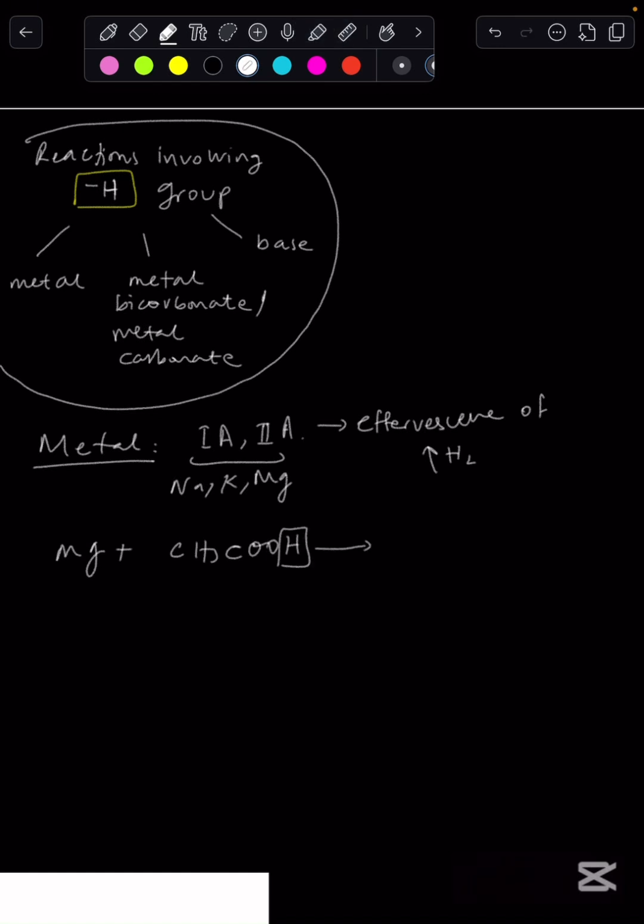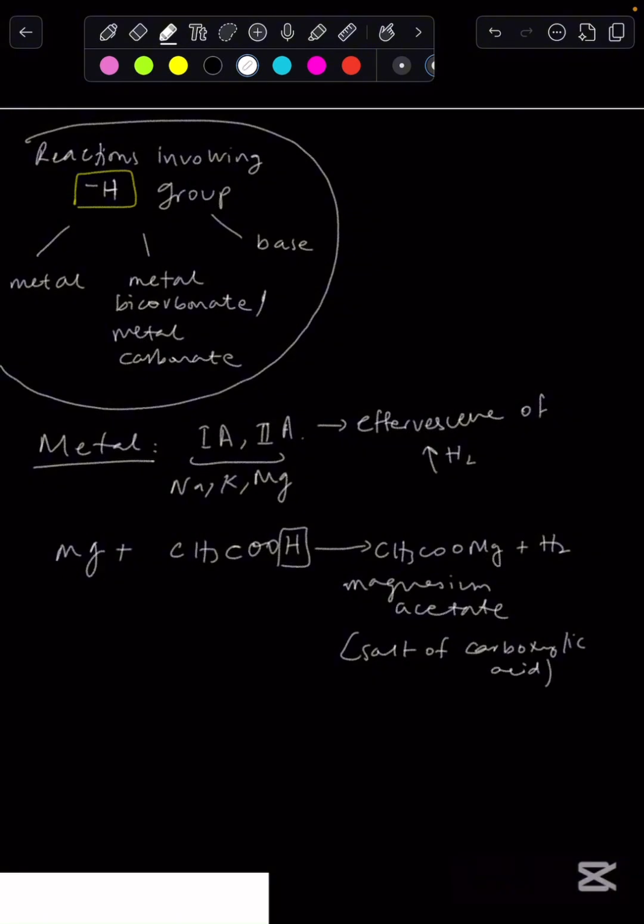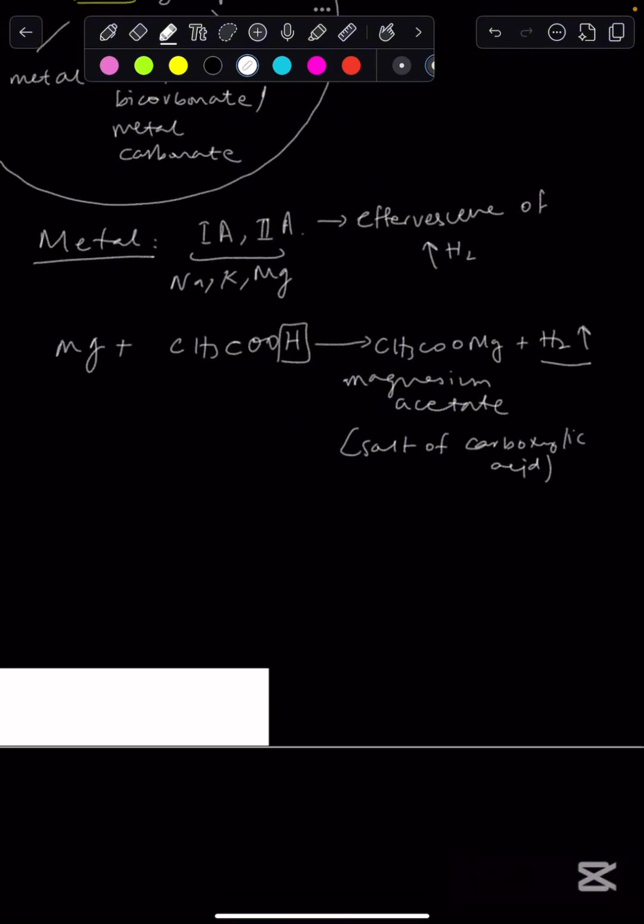So the H is going to be removed, and then we will have the salt of carboxylic acid, which is magnesium acetate, with the evolution of H2 gas.